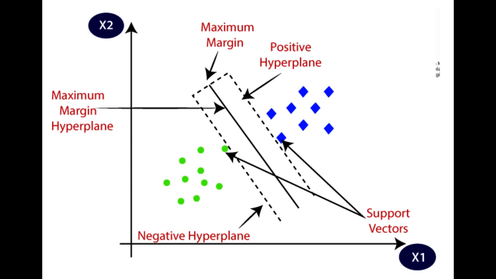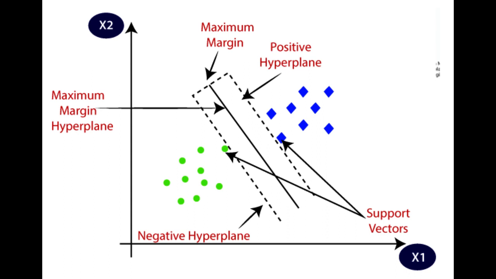SVM can be of two types. Linear SVM: Linear SVM is used for linearly separable data, which means if a dataset can be classified into two classes by using a single straight line, then such data is termed linearly separable data, and the classifier used is called a linear SVM classifier.